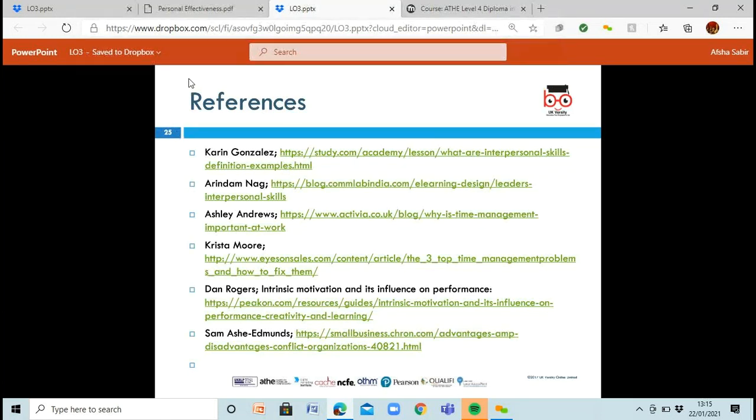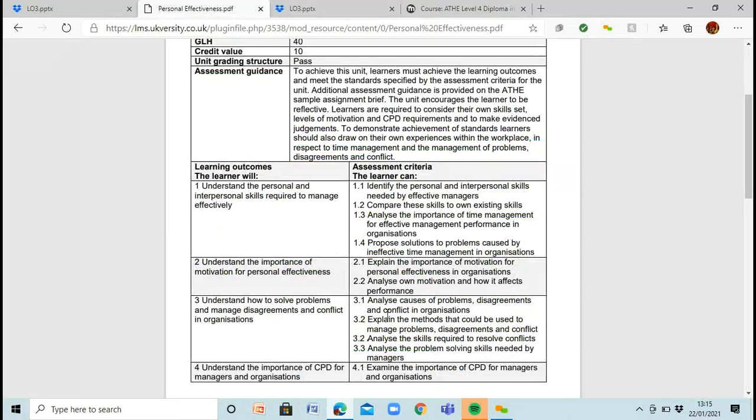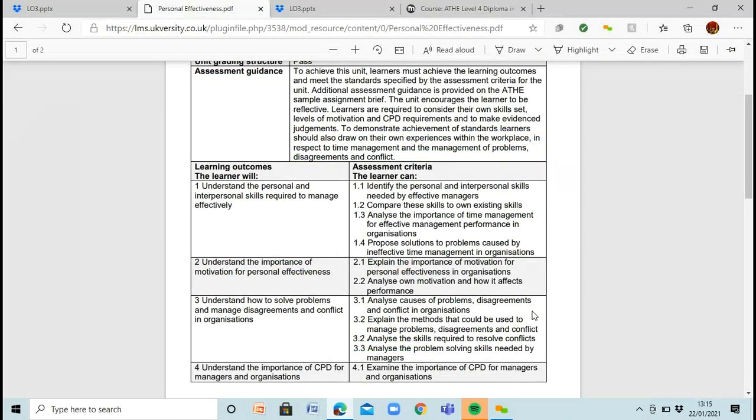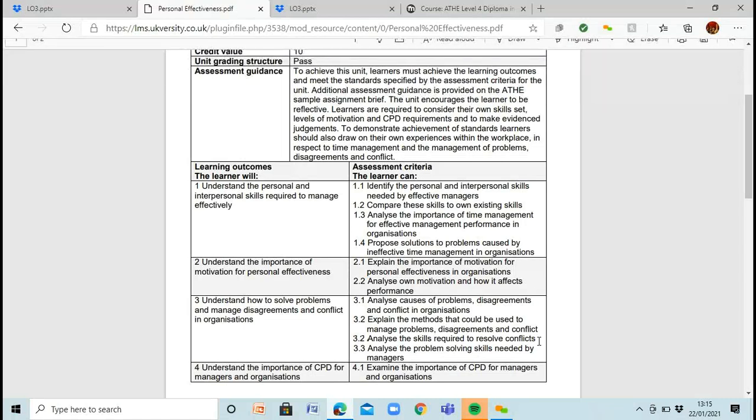And that was 3.4. So we've looked at, let's go back into here, analyzing the problems. We've looked at explaining how they could be managed. We've looked at analyzing the skills required to resolve conflicts. And then we've analyzed the problem-solving skills needed by managers.